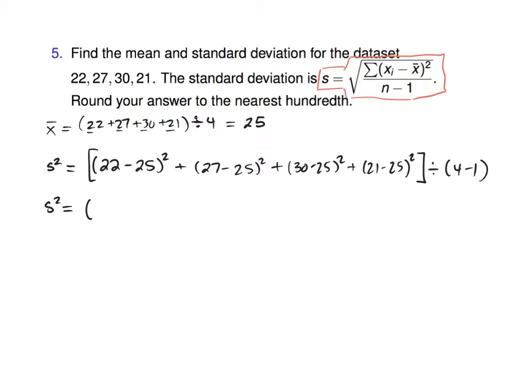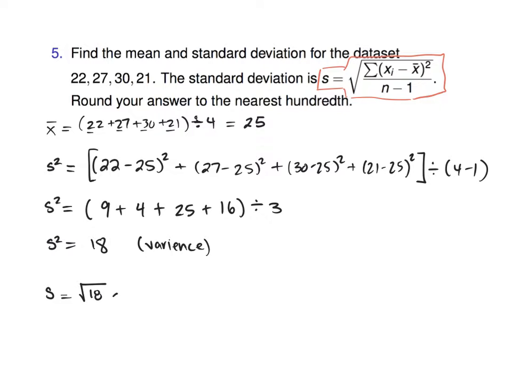What's 22 minus 25? Square that, it makes 9. 27 minus 25 is 2. Square it, you get 4. Plus 25, do you agree with that? And then plus 16, all divided by 3. This ends up giving you s squared equals 18. So that officially is called the variance. And to find the standard deviation, how do you get the s by itself? Square root it, yep. And then give me a decimal, should be approximately 4.24.